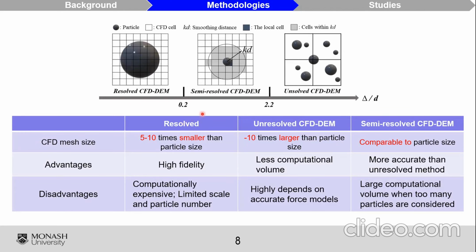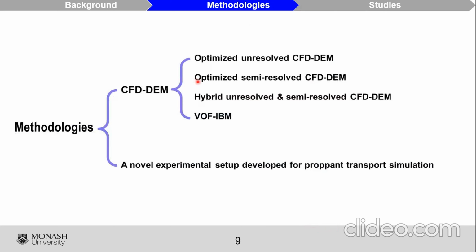Generally, there are three types of CFD-DEM methods. The differences between these three methods lie in how they serve the coupling between particles and the fluid. They all have some disadvantages when it comes to modeling dense proppant transport in narrow hydraulic fractures. Therefore, during my PhD, I developed optimized unreserved CFD-DEM method, optimized semi-reserved CFD-DEM method, and hybrid unreserved and semi-reserved CFD-DEM method.